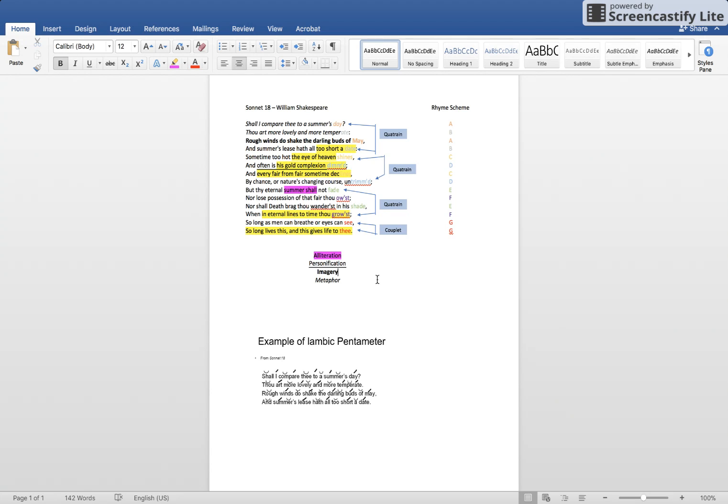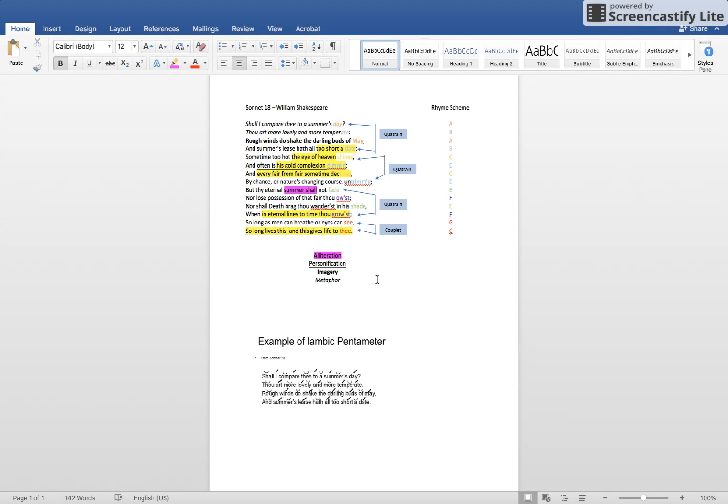The next one is "every fair from fair sometime declines." And so you look here, and there are two words which are exactly the same, but they mean a little bit different things. So if everything that is beautiful is going to lose its beauty sometimes, and then that next line says "by chance or by nature's changing course." So either naturally or just because it so happens to be that way.